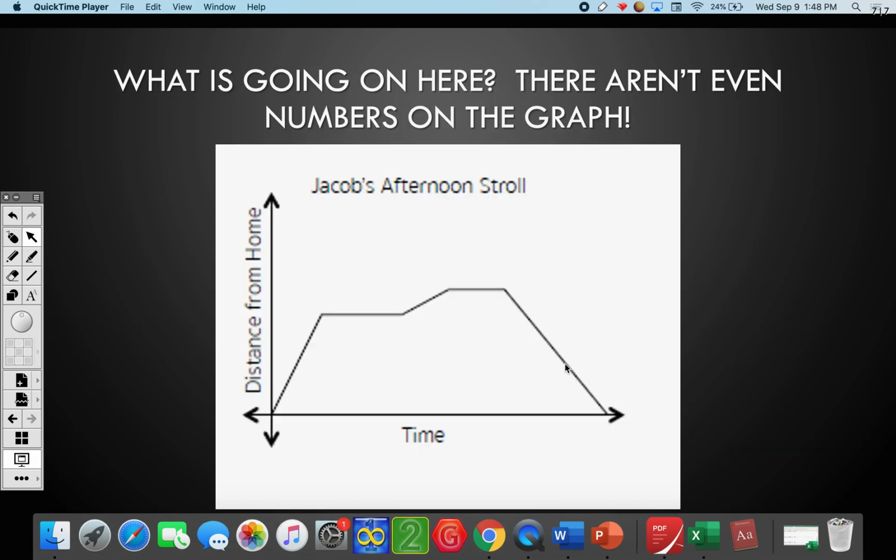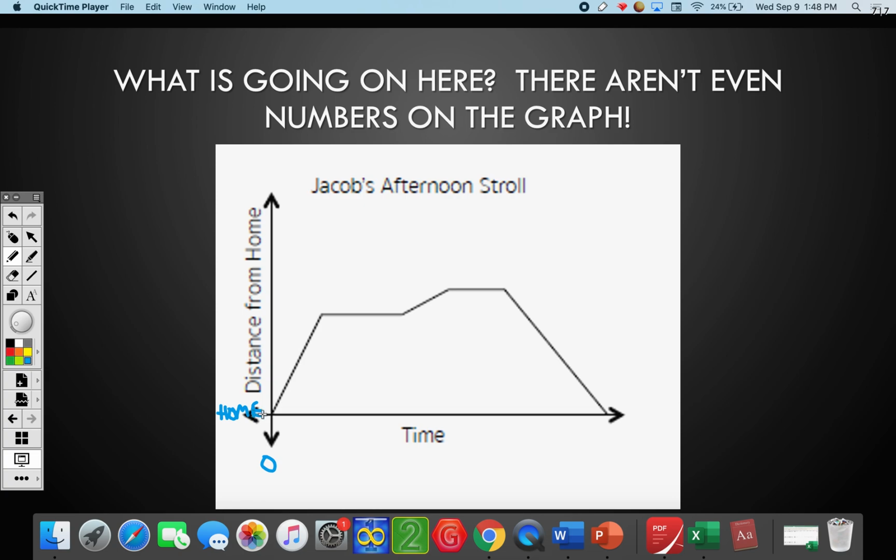So what's going on here? There aren't numbers on this graph. Well, we can tell this by first starting with the information that's here, the key features. So by the title, we know that Jacob is taking an afternoon stroll. Okay, we know that this is time, so this is where time is 0. This says distance from home. If that says distance from home, that means home is here.